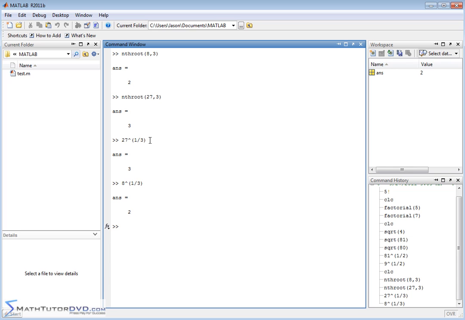The only thing is it sacrifices a little bit of readability, but you can totally do it. If you want to use the square root command, that's fine. If you want to use the nth root command, that's totally fine too. Those are all available to you.